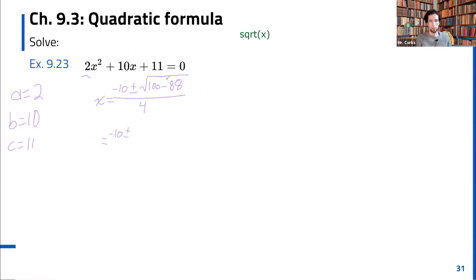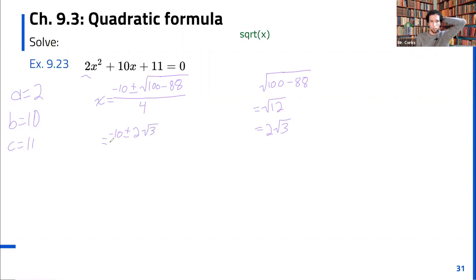-10 plus minus square root of, just so I don't have to rewrite all of that, 100 minus 88 is square root 12. And we had this before, but tell me again, how can we reduce the root 12? It becomes 2 root 3. So 12 is 4 times 3, and then square root of 4 is 2, times root 3.